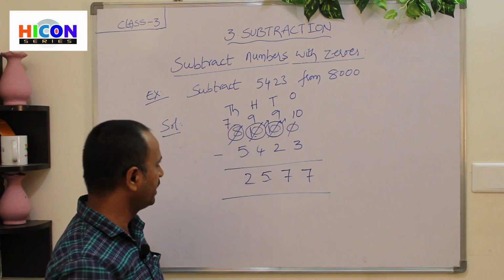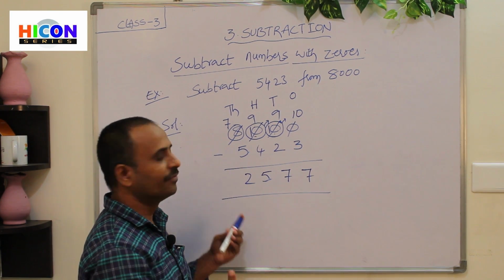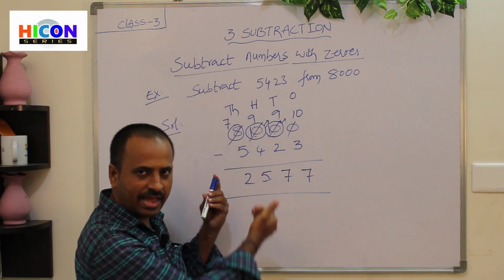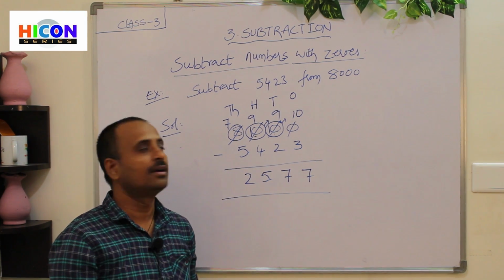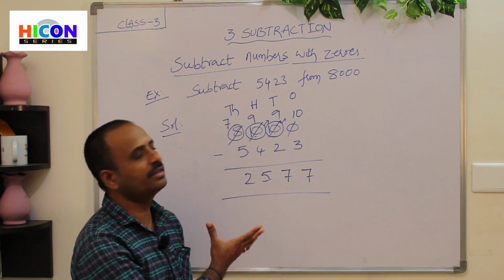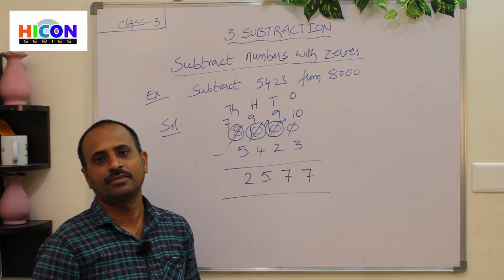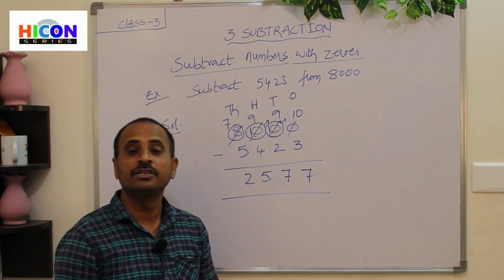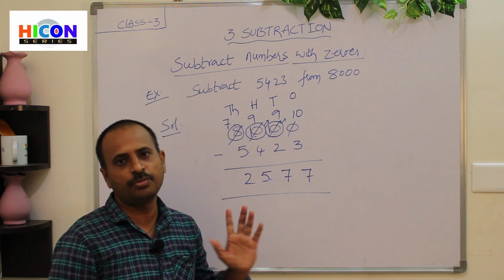2577. So in this way, if the number has zeros, we have to bring carry from its previous places, or we have to regroup just like as shown in this problem. So now let us practice some more problems in exercise part.